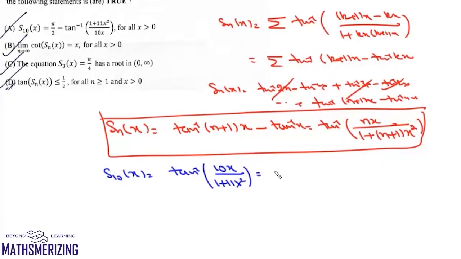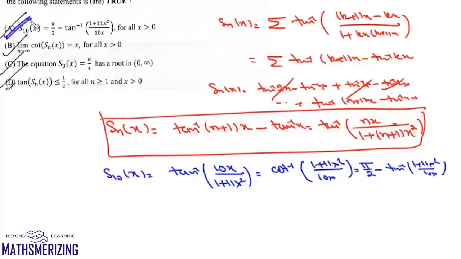Now since x is greater than 0, we can write this as cot inverse of (1 plus 11x square) upon 10x, and we know that cot inverse x is pi by 2 minus tan inverse x, so it will be pi by 2 minus tan inverse of (1 plus 11x square) upon 10x. So that means this option A is correct.